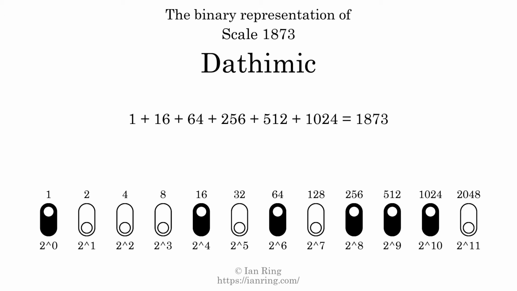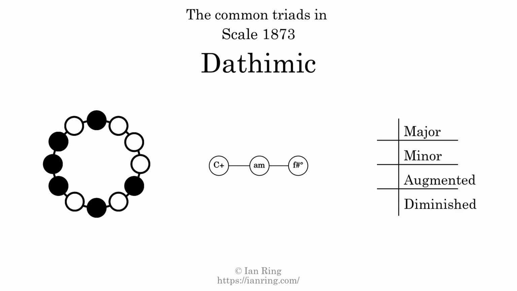1873. The scale number not only enumerates the scale with a unique index, but it also literally describes the tonal content of the scale. Represented as a binary number in base 2, the scale number is 0111010100001. Here are the common triads present in this scale.